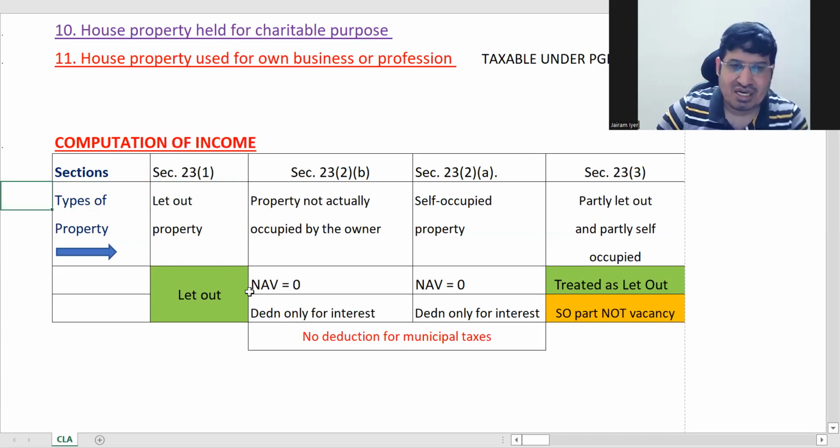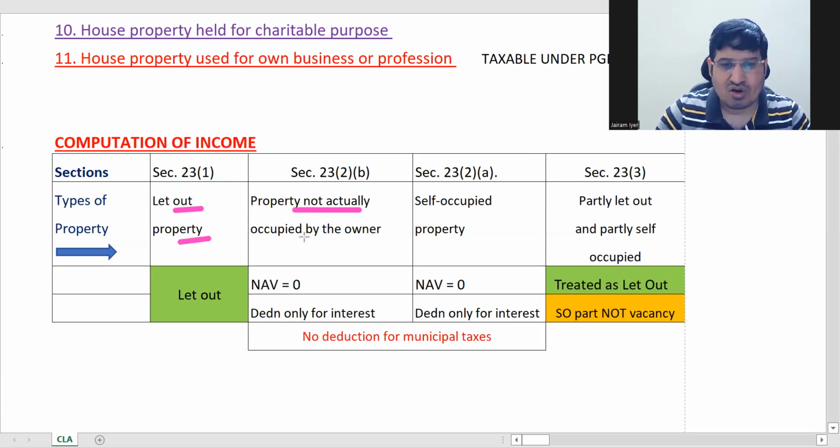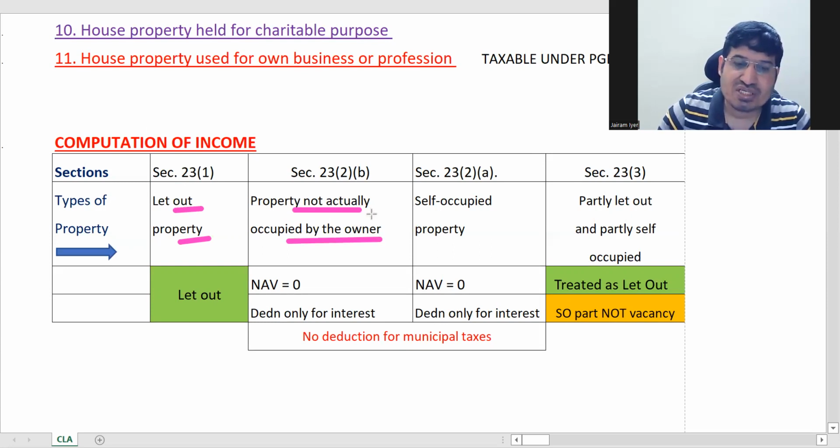So these are the various kinds of income which are chargeable to tax under income from house property. One is let out property. Property not actually occupied by owner: this means he is not able to occupy it because his work is in some other city, that's why his house is vacant now. Self-occupied property, all these we'll see separately. Partly let out, partly self-occupied: you have stayed there for 6 months, and for the next 6 months you have let it out.